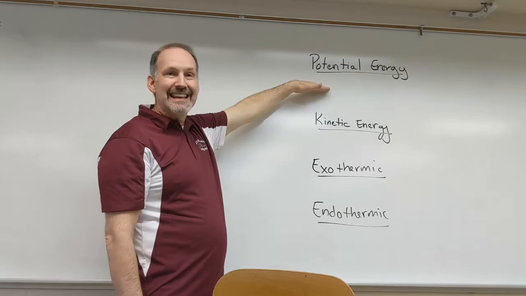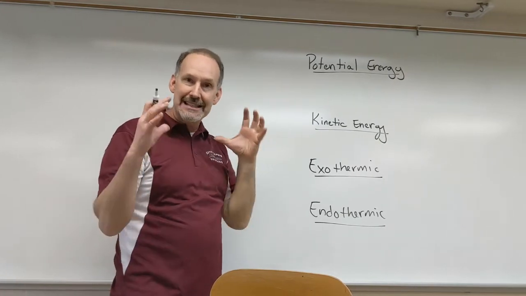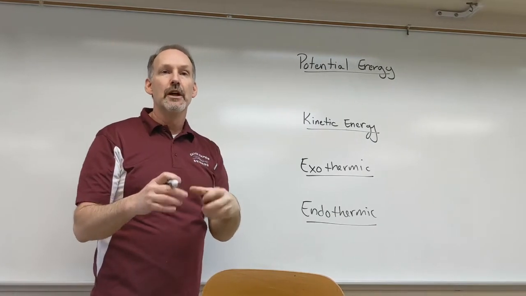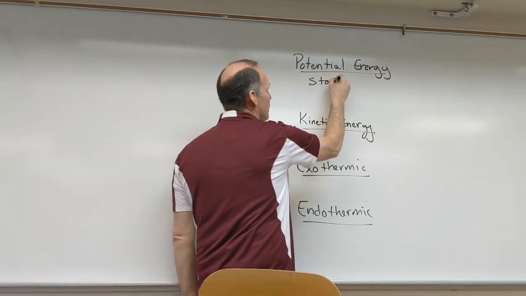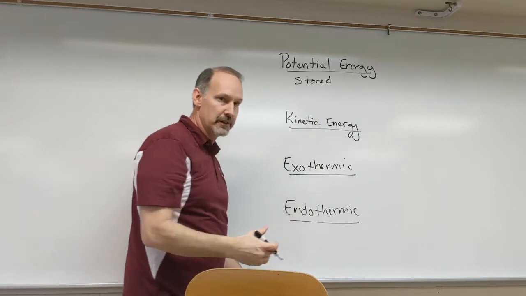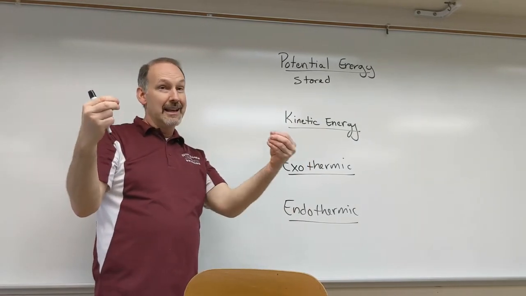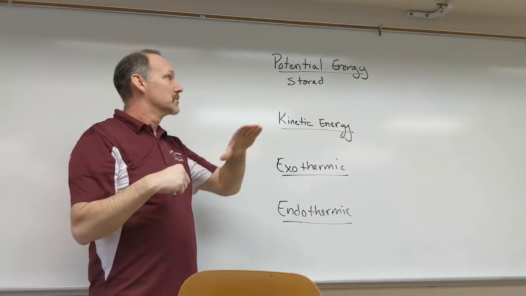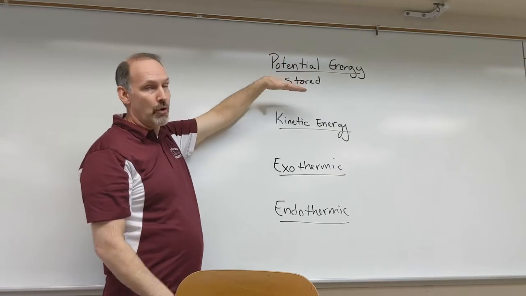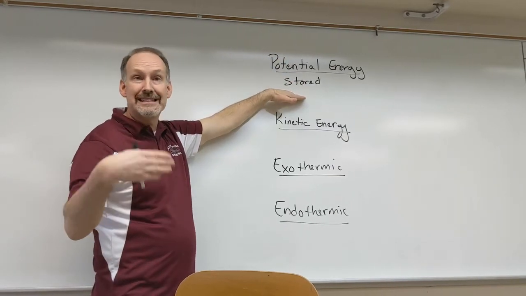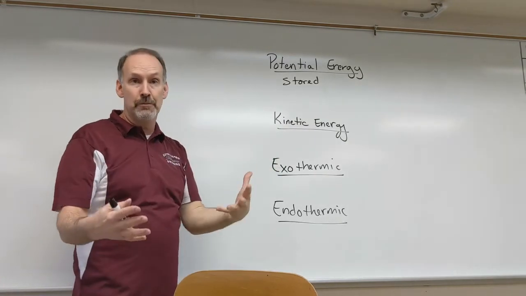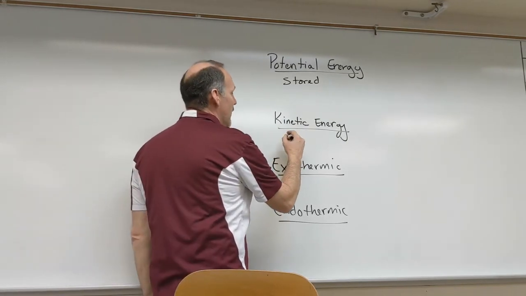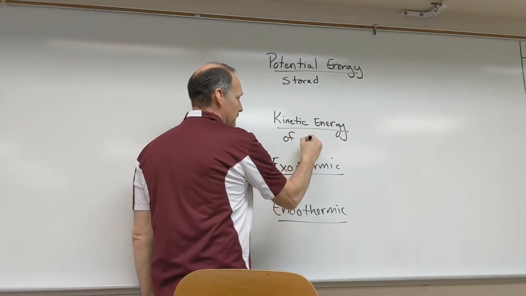Potential energy is like gasoline in your car. It's in the tank. It has the potential to get the car to move over. So potential is like stored energy. It's stored in there. If I stretch the rubber band, it has the potential to do something. So potential energy is stored energy, something that could be used but is not being used. Kinetic energy is energy that's in use, or we call it energy of motion.